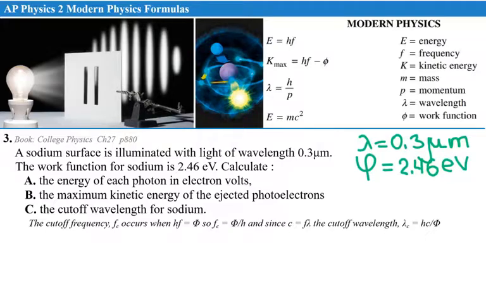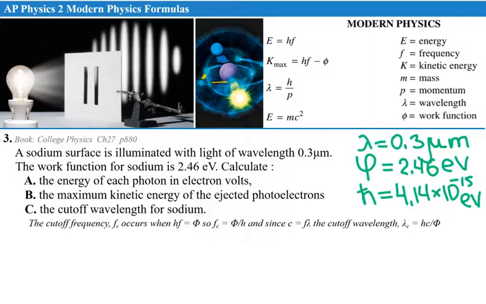Calculate the energy of each photon in electron volts, the maximum kinetic energy of the ejected photoelectrons, and the cutoff wavelength for sodium. And we know that Planck's constant is equal to 4.14 times 10 to the negative 15 electron volts seconds. So if we use electron volts, we keep Planck's constant in electron volts as well.